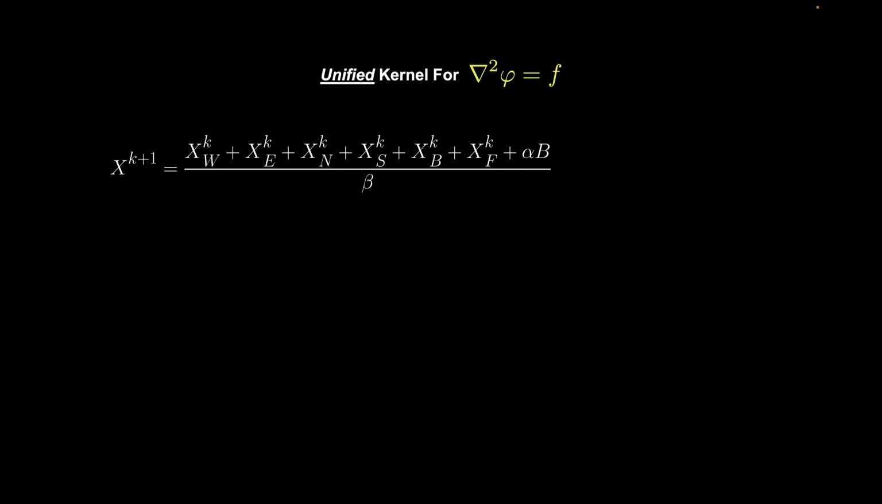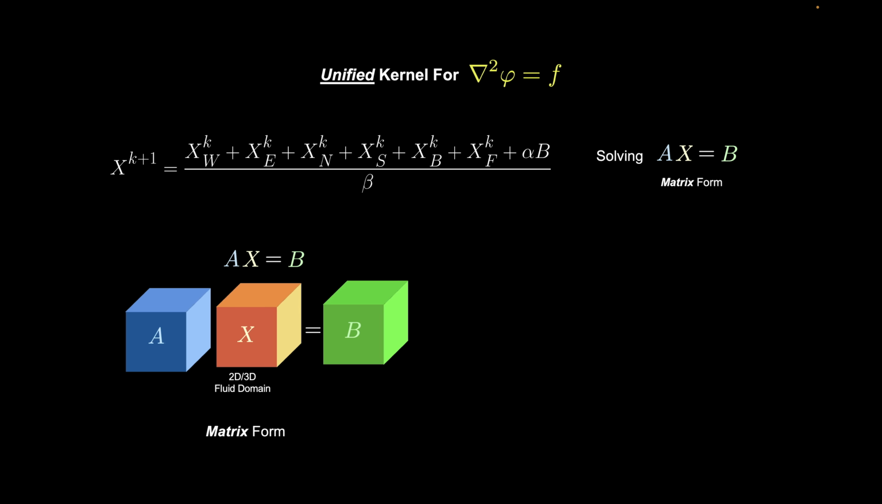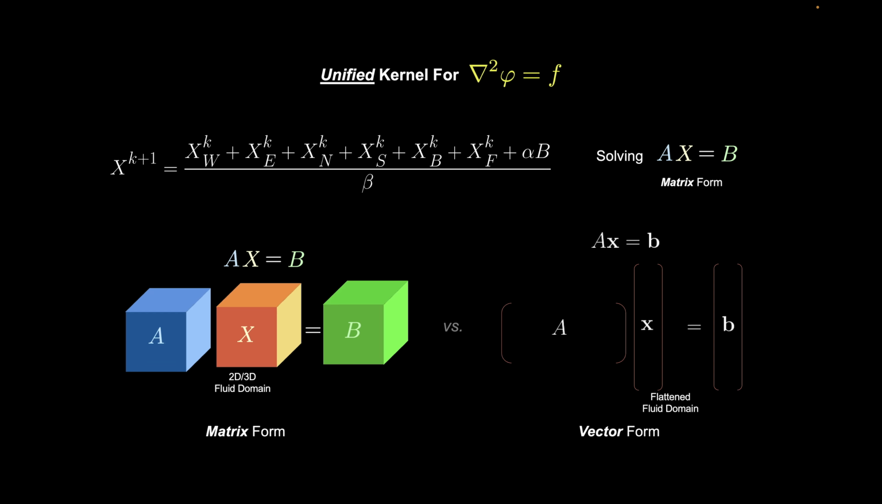Now, here is an important detail to pay attention to. In the kernel growth equation, we intentionally use uppercase X and uppercase B to indicate that our system is not in the vector form, or as we would like to put it, it's in the matrix form. This means it doesn't matter if we work with a 2D or 3D fluid domain, we keep its dimension as is. So in 2D, the system AX equals B consists of 2D matrices, and in 3D, everything is a 3D tensor.